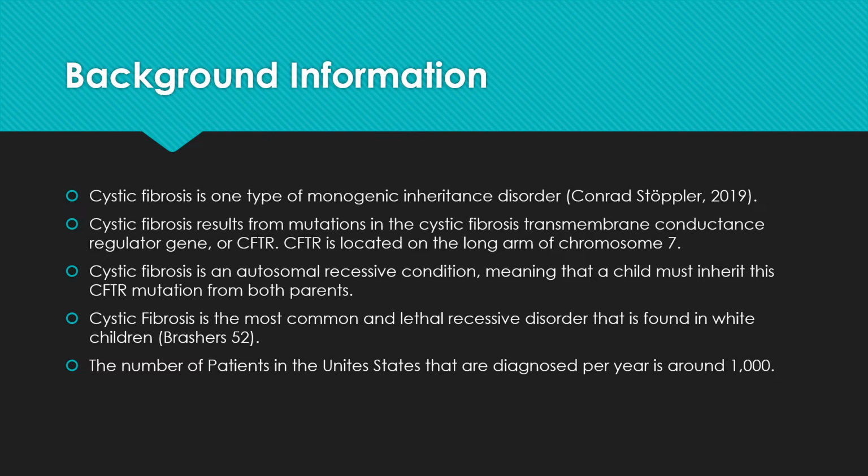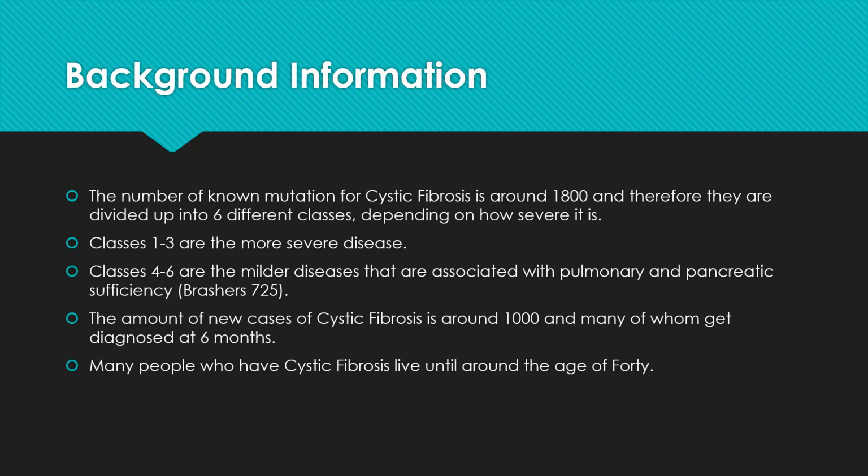Cystic fibrosis is the most common and lethal recessive disorder that is found in white children. The number of patients in the United States that are diagnosed per year is around 1,000. The number of known mutations for cystic fibrosis is around 1,800, and therefore they are divided up into 6 different classes, depending on how severe it is. Classes 1 through 3 are the more severe diseases. Classes 4 through 6 are the milder diseases that are associated with pulmonary and pancreatic insufficiency.